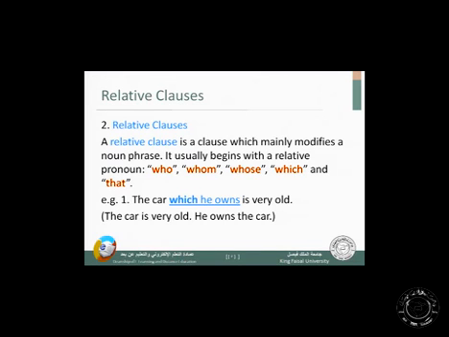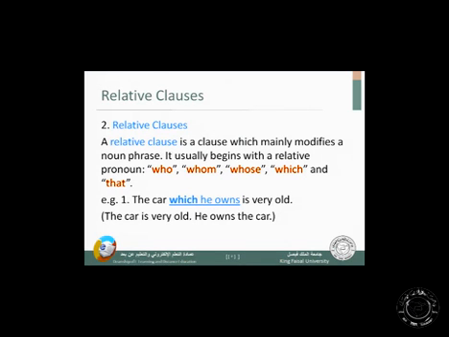Relative clauses are clauses which merely modify a noun phrase. So their function is to modify noun phrases. They give us more information about the noun phrase. They let us know more about the noun phrase. They give us more detail about the noun phrase. So they are modifiers. This is the function of relative clauses.